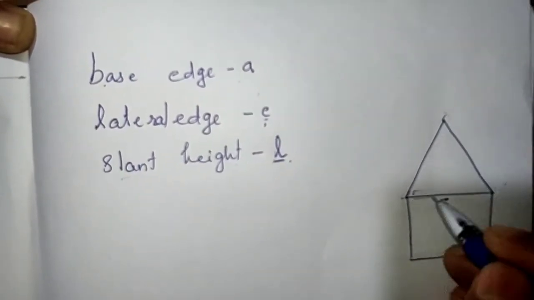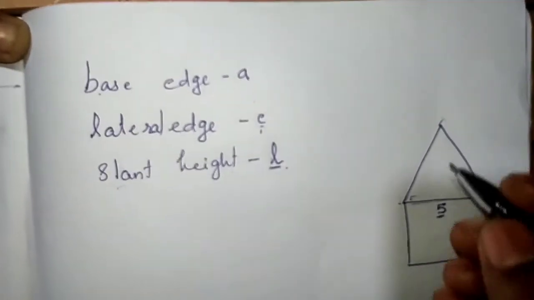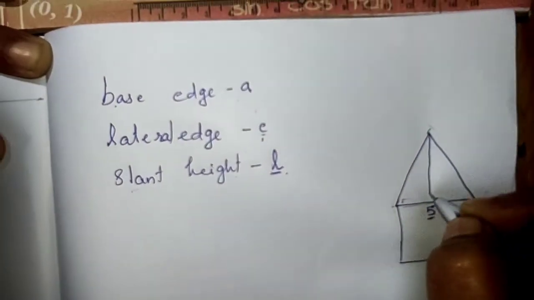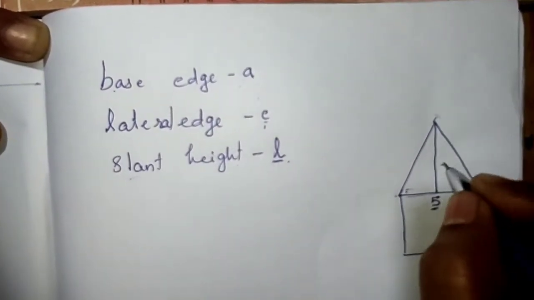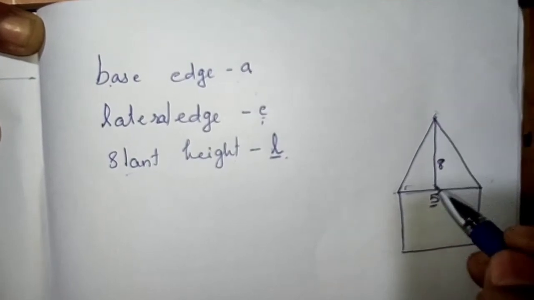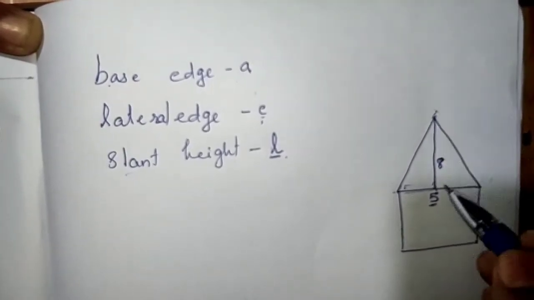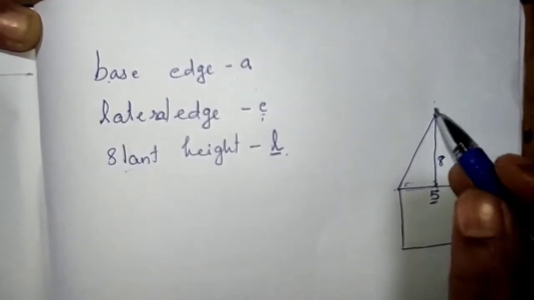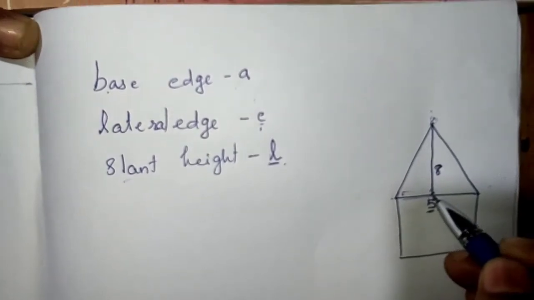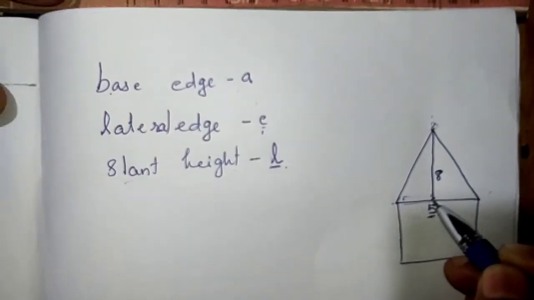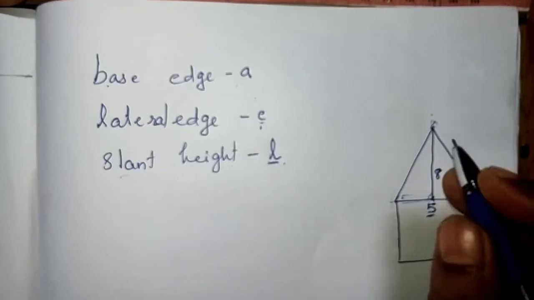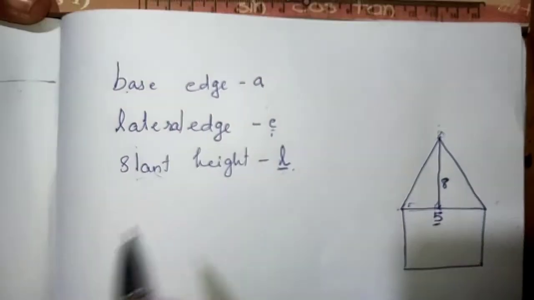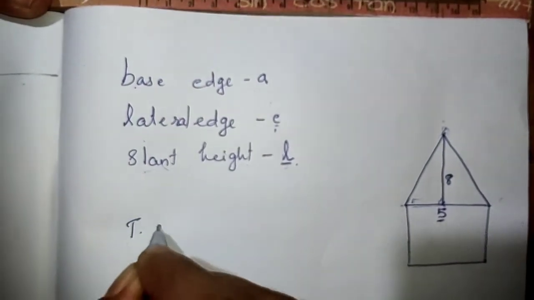Its base is equal to 5 centimeter and height of the triangle is equal to 8 centimeter. This height is called the slant height of the pyramid. So how do we find the total surface area?